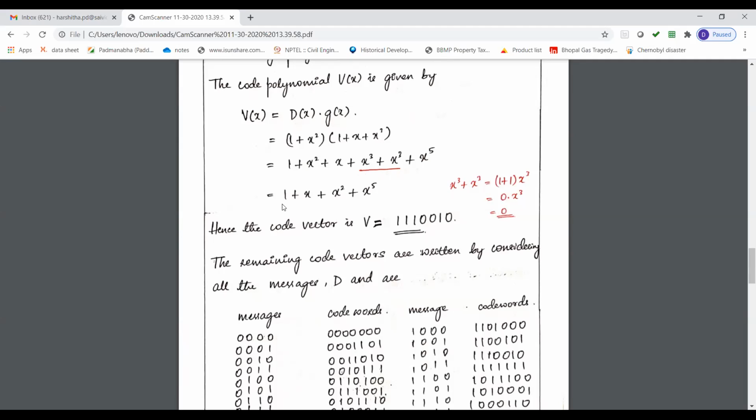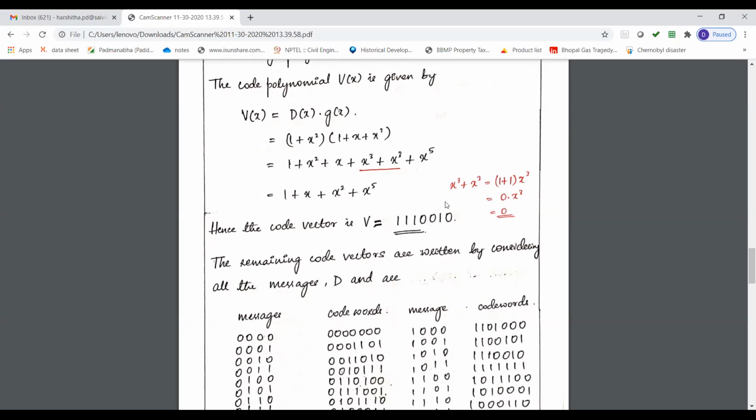The only thing that is remaining is v of x is equal to 1 plus x square plus x to the power of 5. So I'll write the code vector from this polynomial. So the first bit is nothing but x to the power of 0. So I have that. So I'll write 1. Next x to the power of 1 I have. So I'll write 1 again. X to the power of 2 also I have. So I'll write 1. X to the power of 3 I don't have, so I'll write 0. X to the power of 4 also is not there, so I'll write 0. X to the power of 5 is there, so I'll write 1.